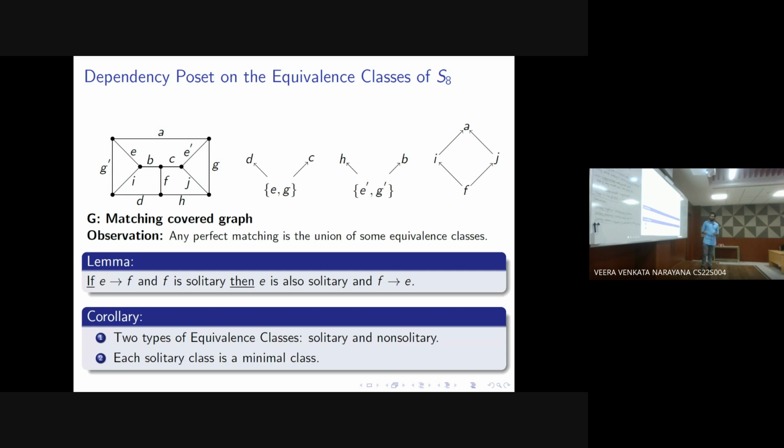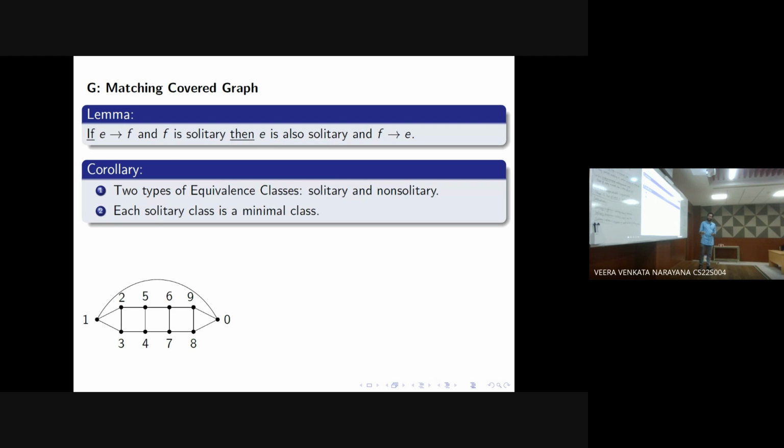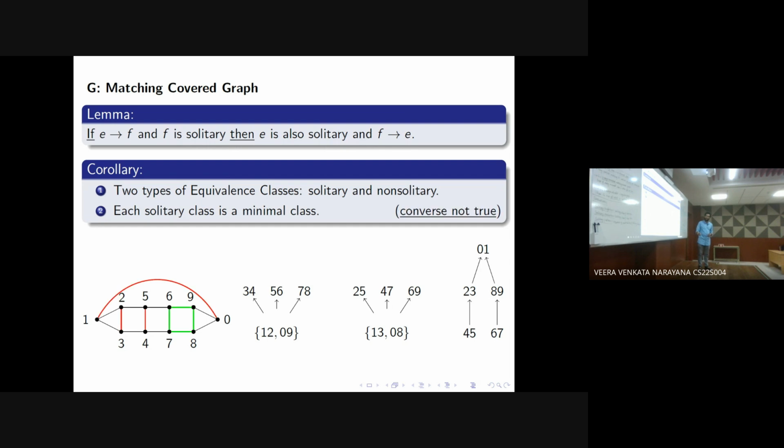What about the converse? Is it true that every minimal class is also solitary? The converse is not true. We're going to show an example. Let's take this graph, and the poset corresponding to this graph, and observe that the edge 4, 5 is a minimal class here, but I can show you at least 2 perfect matchings containing edge 4, 5. You can take this green cycle and alter. Okay, so the converse is not true.